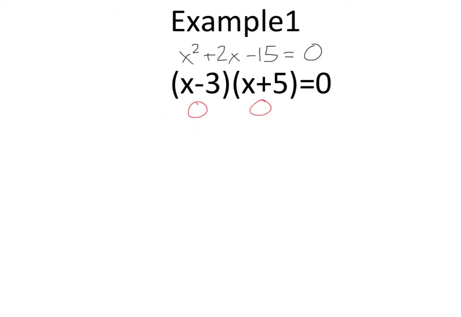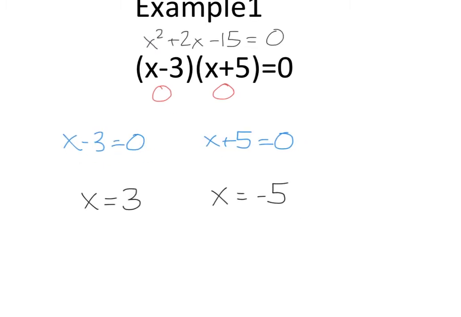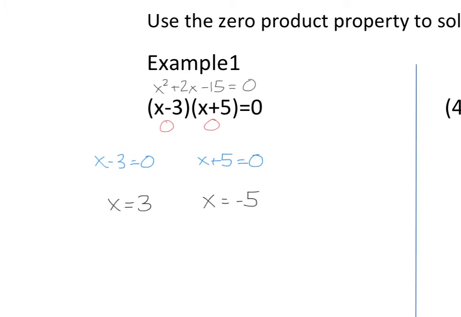So when we get onto situations like this, all you have to do, once you factor it, is set up each piece equal to 0 and solve. So this one ends up being x is equal to 3. This one ends up being x is equal to -5. And those would be the two spots that we cross over the x-axis.